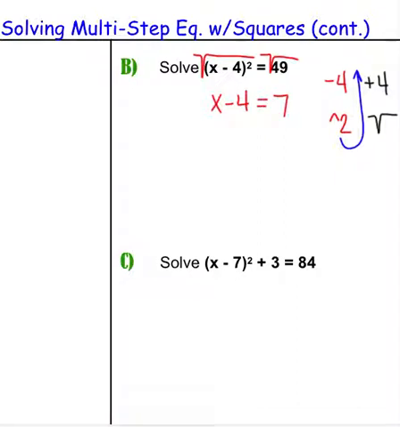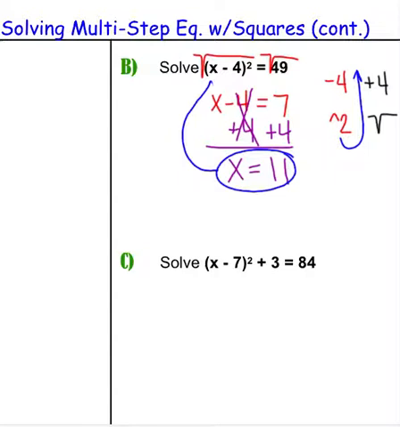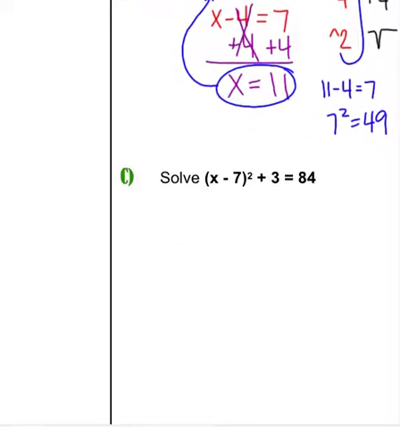And these are the kind of equations you dealt with way back in 6th grade. So we're going to go ahead and add 4 to both sides. And once we do that, canceling out the 4's, we get x is equal to 7 plus 4, which is 11. And if I go back and substitute it back in for x, 11 minus 4 is 7, and 7 squared does equal 49.